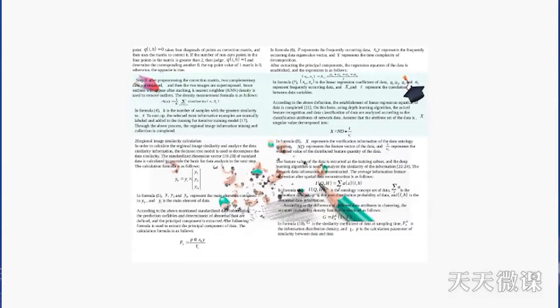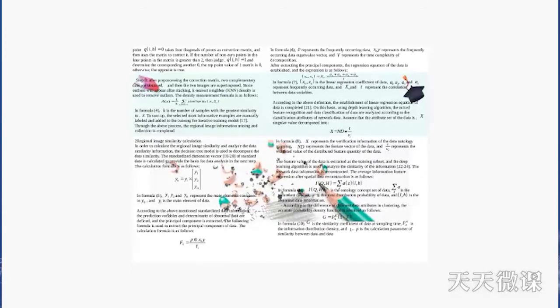Two, regional image similarity calculation. In order to calculate the regional image similarity and analyze the data similarity information, the decision tree model is used to decompose the data similarity. The standardized dimension vector of standard data is calculated to provide the basis for data analysis in the next step. The calculation formula is as follows.